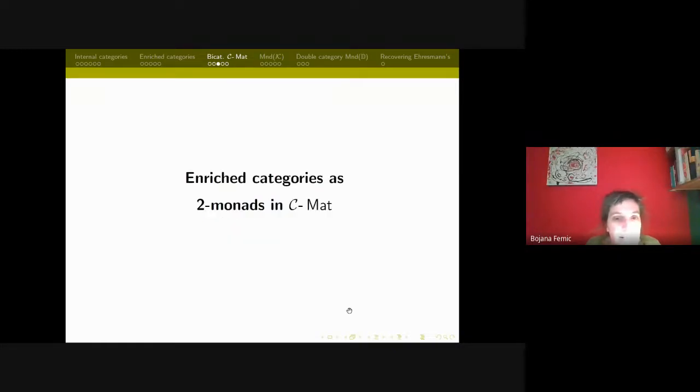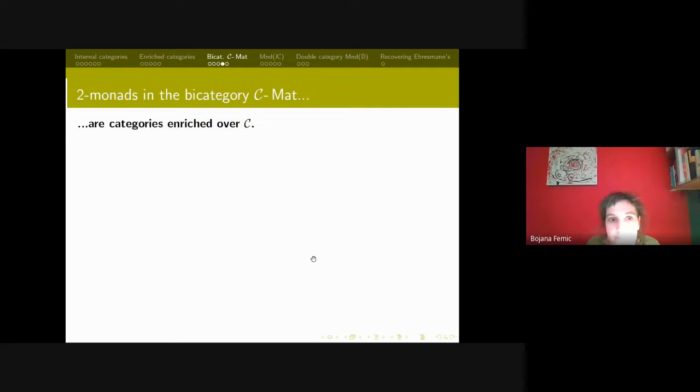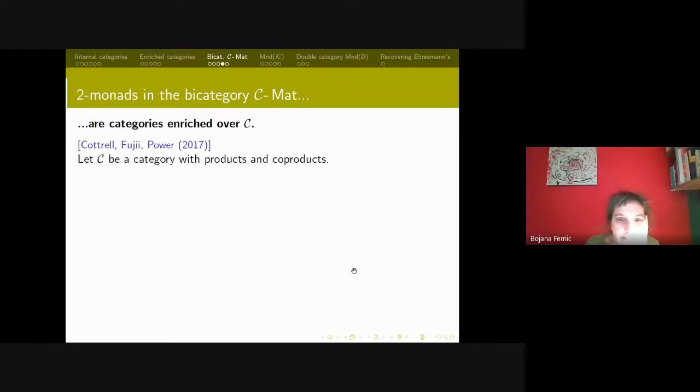Now, what's the point with this bicategory? Well, the point is that enriched categories can be seen as monads in that bicategory of C matrices. Let us see this. So monads in this bicategory of C matrices are categories enriched over C. Well, here I cite this paper where I actually learned this fact, but I guess that this fact was known also before. But in this paper, these authors actually go a step further. But okay, so now first fact, this is to recover enriched categories.